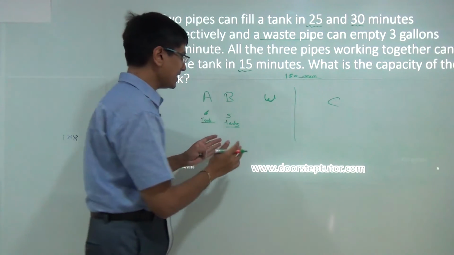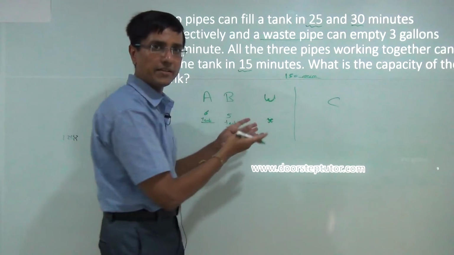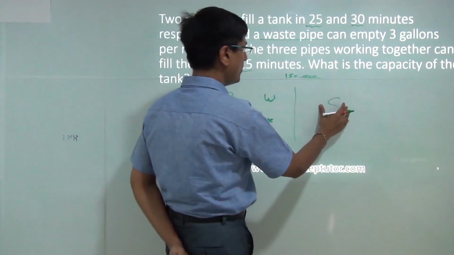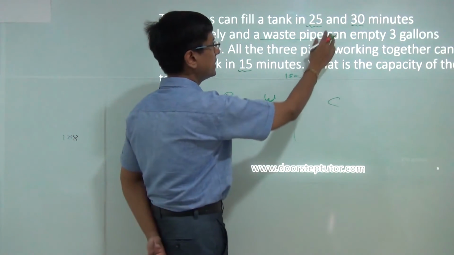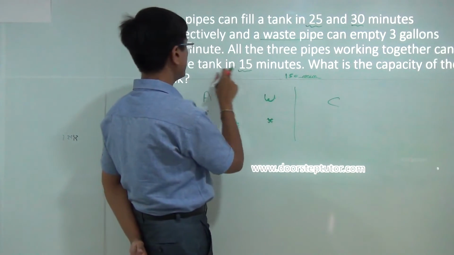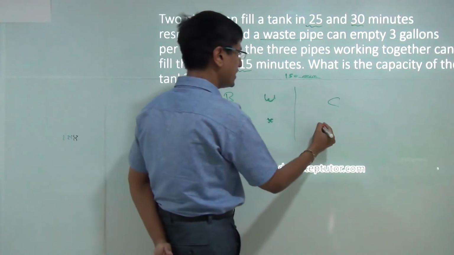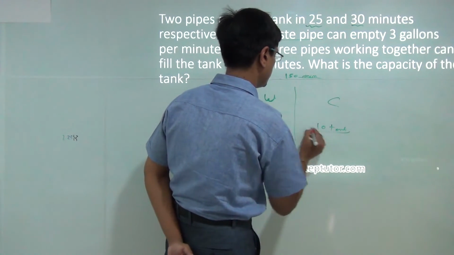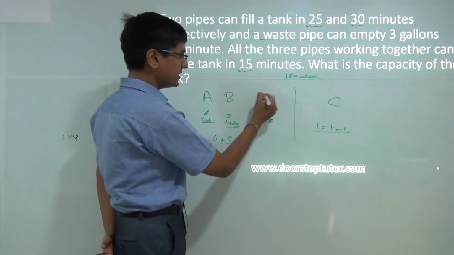But in reality, some amount of work was done by this waste pipe also, so it drained, let's say, X number of tanks. How many tanks do I have in the combined case? In 150 minutes, 15 per minute, they can together fill a tank in 15 minutes. So in 150 minutes, if they are all working together, I will have 10 tanks. So this is 6 plus 5. This is really negative, so you should think about it differently.